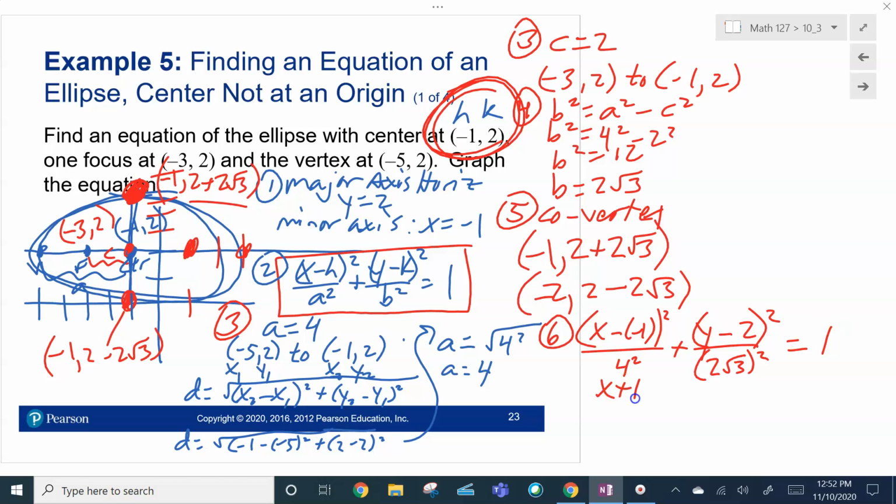So we get x plus 1 quantity squared over 16 plus y minus 2 quantity squared over 12 equals 1. Remember our b squared is 12 there. Okay?